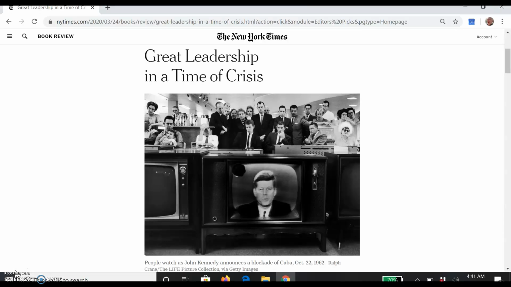Now, by the way, this is something else I picked up from the paper today. This is something that ran in the New York Times in 1962 during the so-called Cuban Missile Crisis. This is John Kennedy on a TV set, big living room TV set, big piece of furniture, which is what people had in the 60s. Moving to color, but it looks like this one's probably black and white, as is the rest of the photograph.